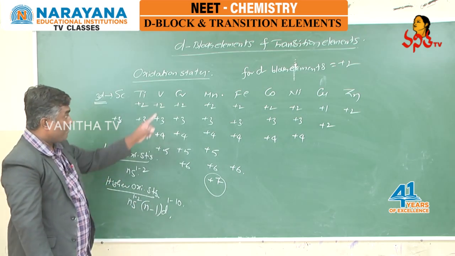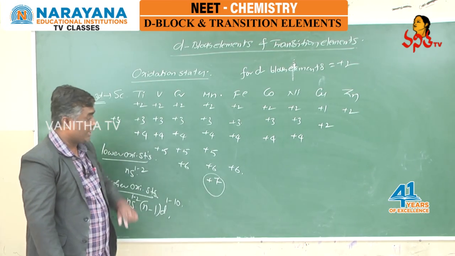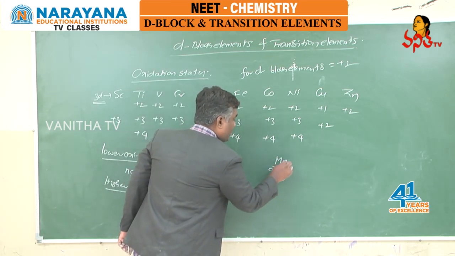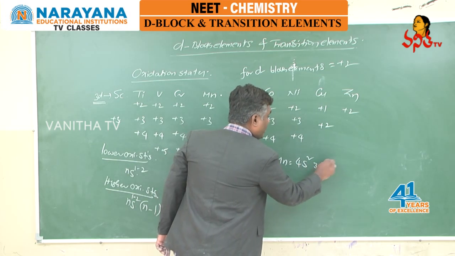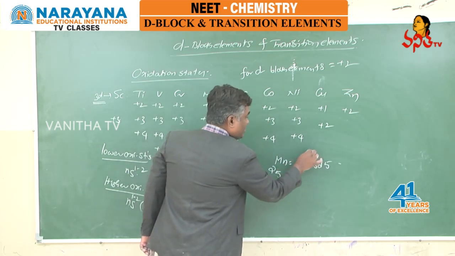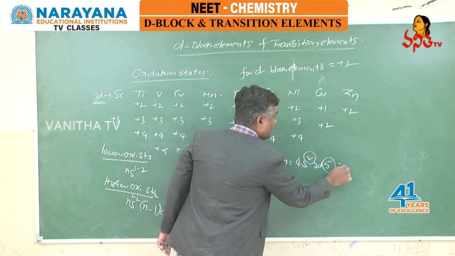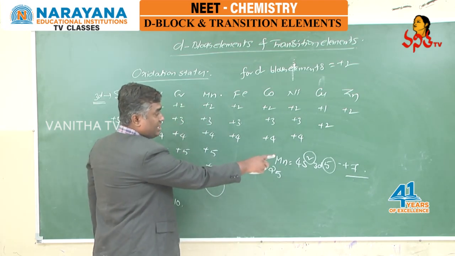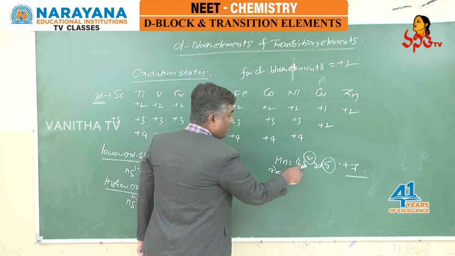And here manganese is losing 7 electrons and exhibiting +7. If you look at that, manganese has atomic number 25, and its valence configuration is 4s2 3d5. By losing these 2 s electrons and these 5 d electrons, by losing all the 7 electrons, it is exhibiting +7. So +7 is the highest oxidation state for manganese, and it is exhibited by losing 2 from S and 5 from D, right?